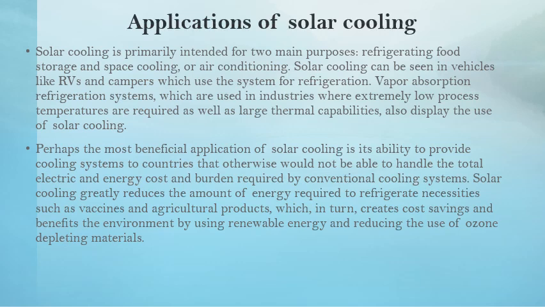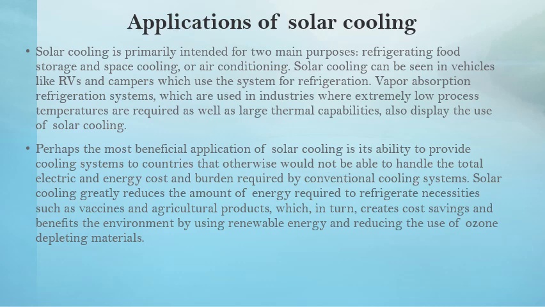So now let's look at the applications of solar cooling. Solar cooling is primarily intended for two main purposes: refrigerating food storage and space cooling, also called air conditioning. Solar cooling can be seen in vehicles like RVs or campers, which use a refrigeration system. Vapor absorption refrigeration systems, which are used in industries where extremely low process temperatures are required, as well as large thermal capabilities, also display the use of solar cooling.